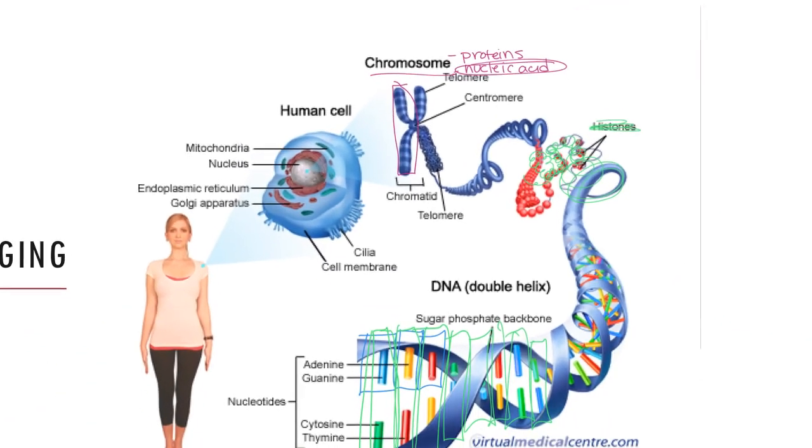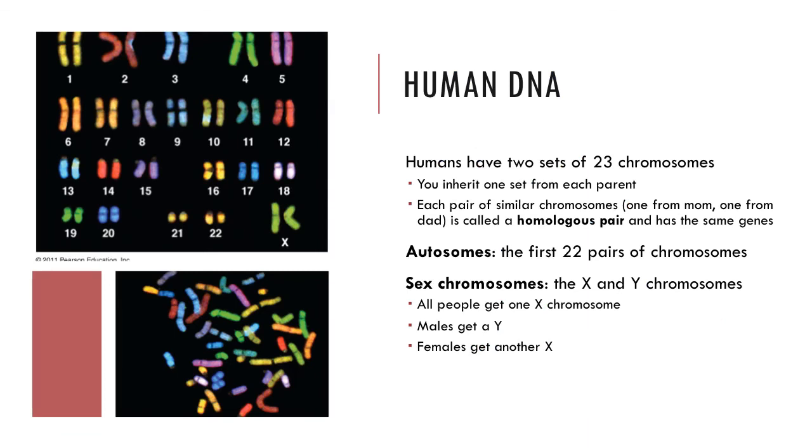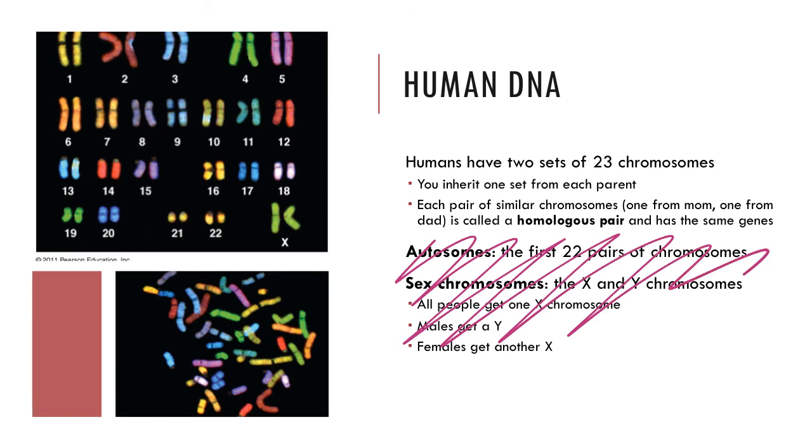It's worth mentioning that in a human, you have 23 sets of different chromosomes. Everything kind of down here, let's go ahead and hold off on all of that information until later in the unit. But what I do want you to know is that you have 2 sets of 23 chromosomes, one that you inherit from each parent.